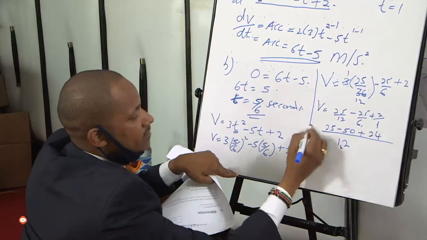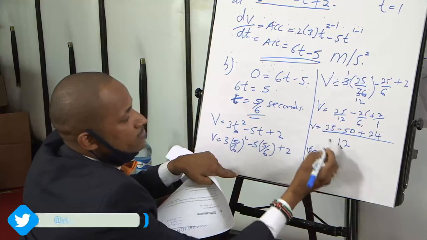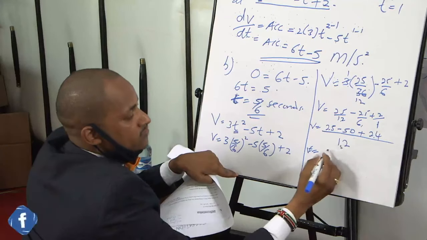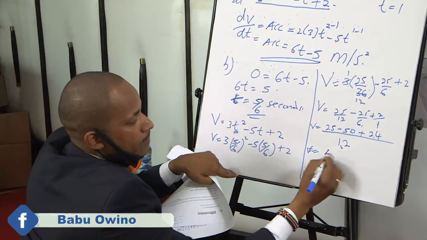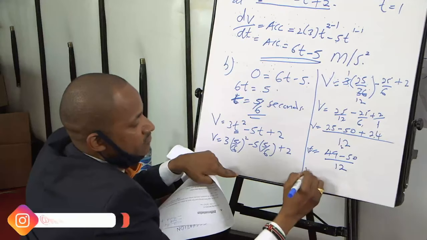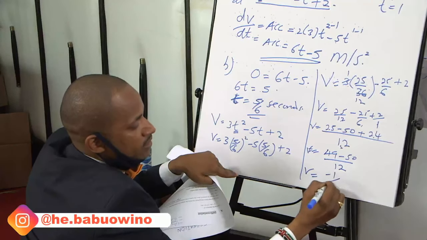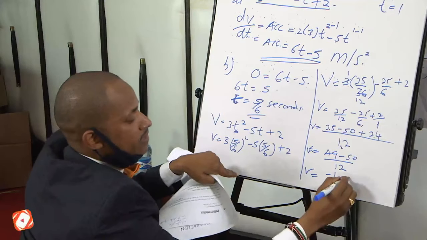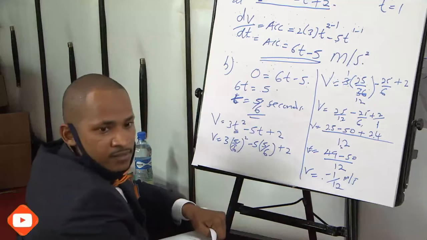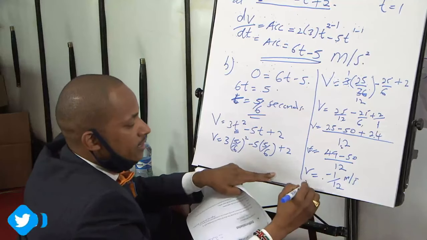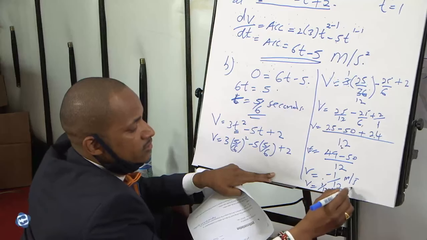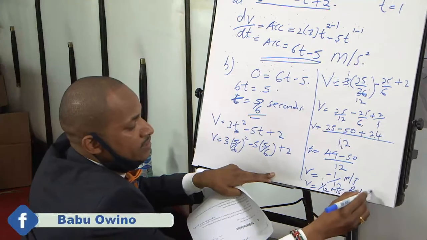When you simplify this, velocity is equal to 25 plus 24 is 49, minus 50 divided by 12. So velocity is equal to minus 1 over 12 meters per second. And remember, I told you when the velocity is negative, it means that the body is retarding. So you write velocity is 1 over 12 meters per second, but you write retardation.